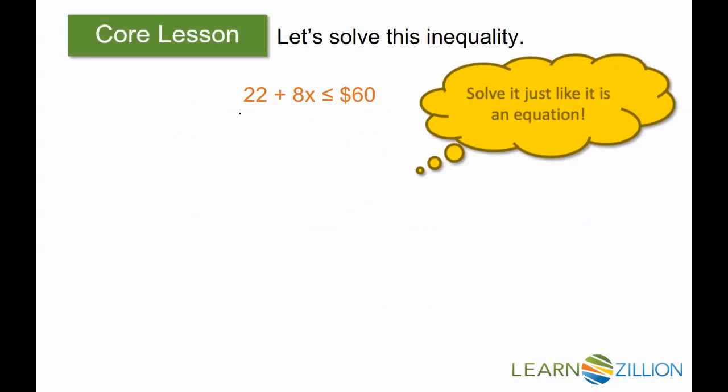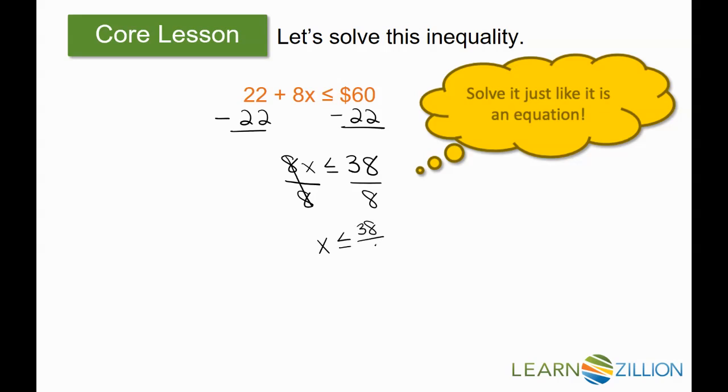The first thing we're going to do is subtract 22 from both sides. Then I'm going to be left with 8x is less than or equal to 60 minus 22. So 60 minus 22 is going to get me 38, right? Then we know from solving our inequalities, the last thing we need to do is isolate that x. So we're going to divide both sides by 8. This will cancel. So x is less than or equal to 38 divided by 8.